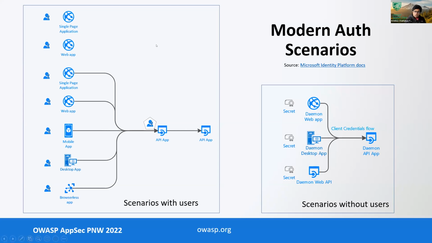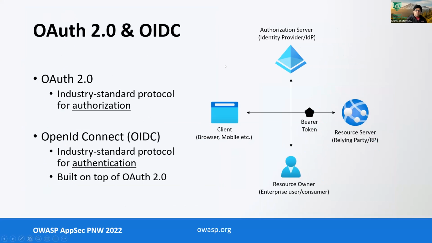Now, thankfully, we have OAuth 2.0 and OIDC, OpenID Connect. These are the 2 protocols that have become the backbone of the modern web. OAuth 2 is an industry standard authorization protocol, and OpenID Connect is an authentication protocol built on top of OAuth 2. Now, I'll not be able to do a deep dive of these protocols and flows because of the time constraints.